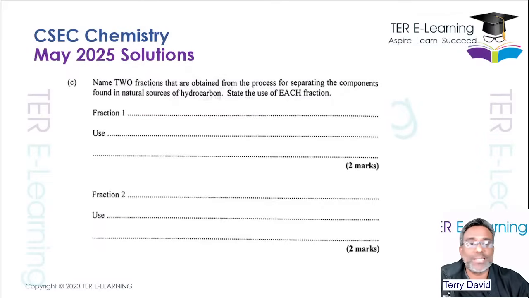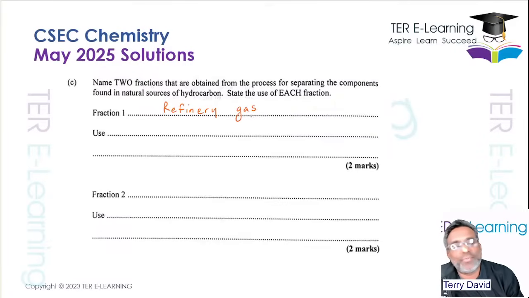So your syllabus actually says that we should have known three fractions, and once we know three fractions, we have to be able to give a use for each of them. So this is something you had to learn. What I normally tell my students to do is learn the fraction that is on top. In this case, the fraction on top is called refinery gas. There are going to be multiple answers that you could give here. So refinery gas is the fraction that comes out at the top. What do we use that for? We can use that for cooking. That's one possibility.